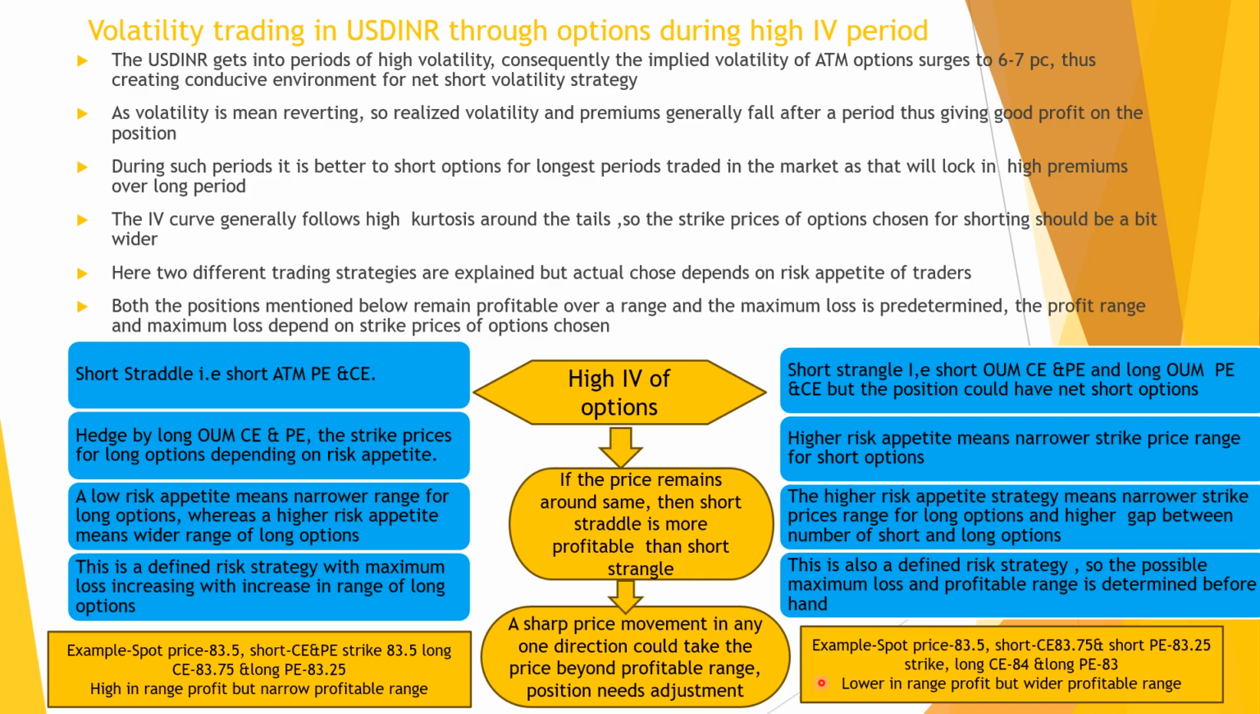Thus, the example of short strangle is, suppose the spot price is 83.5, the short call option at 83.75 and short put at 83.25 strike. That is, two out of money options, and long call at 84 and long put at 83. Lower in range profit but wider profitable range compared to the first strategy.